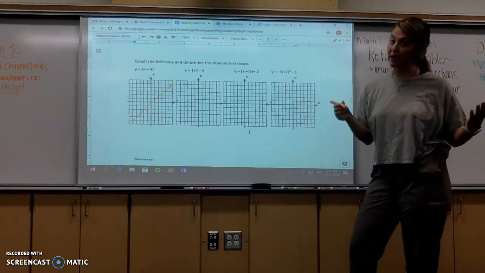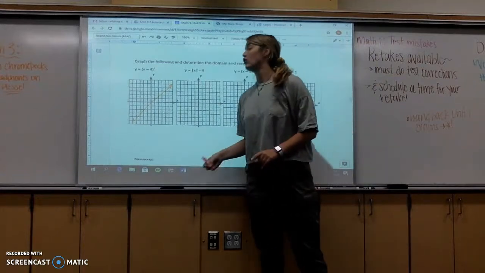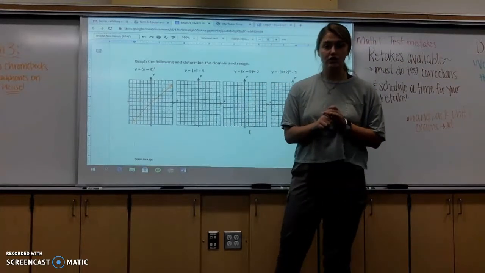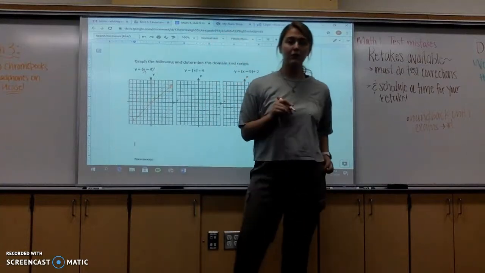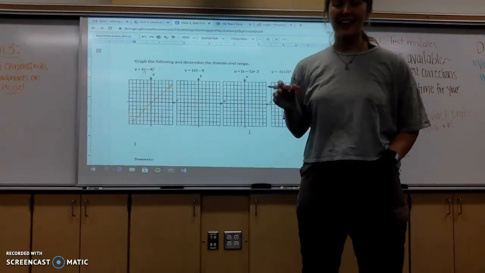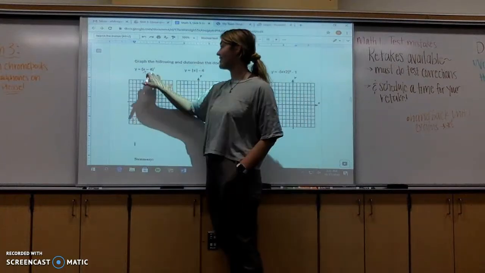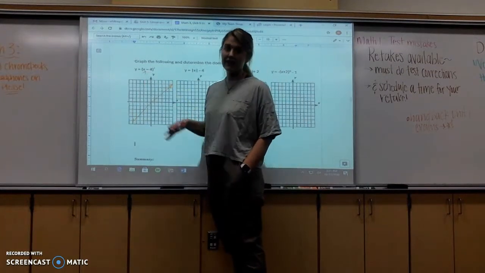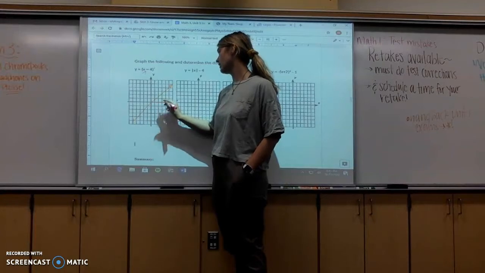Just like on the first page when we talked about absolute value, we are going to shift this one. This is on the inside of my parentheses, so that means that is moving left or right. Anything on the inside of the parentheses moves left or right. And this is a -4, so we're going to move to the positive side. So 1, 2, 3, 4.